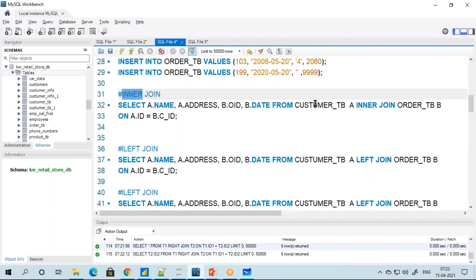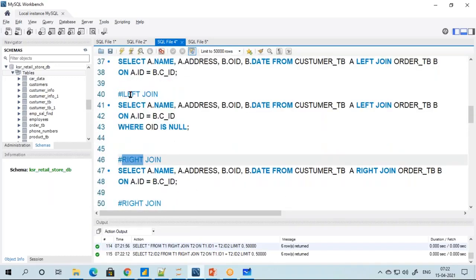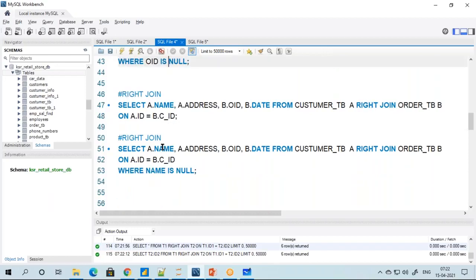Okay, so coming back to our concept now, we have learned inner join, we have learned left join, we have learned right join, and remember these conditions. Whenever they are asking some questions, like where conditions you have to use, where order equal to null, if they ask who is the customer, or whoever is a guest customer.